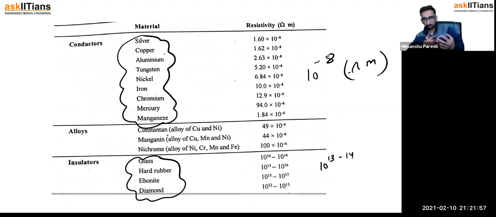Then alloys are somewhere in between, but alloys are also good conductors. Some of the alloys, it's not like every alloy is a good conductor. So it's like that. Okay.